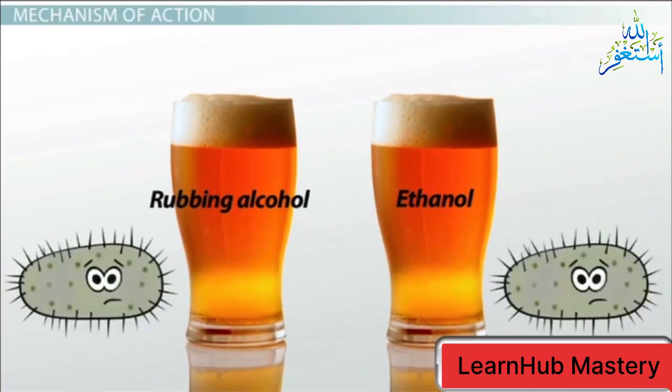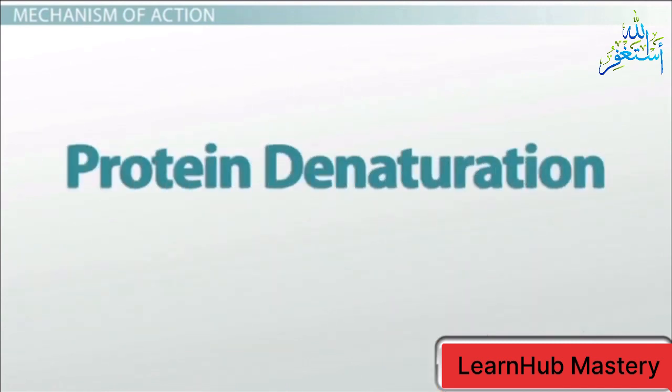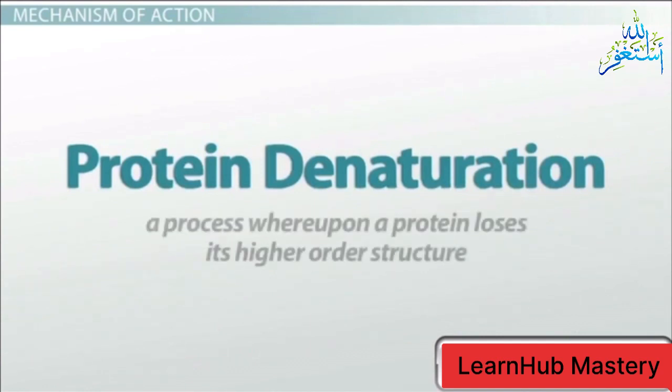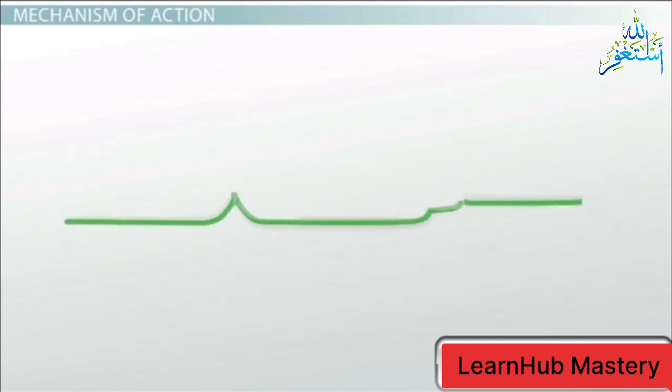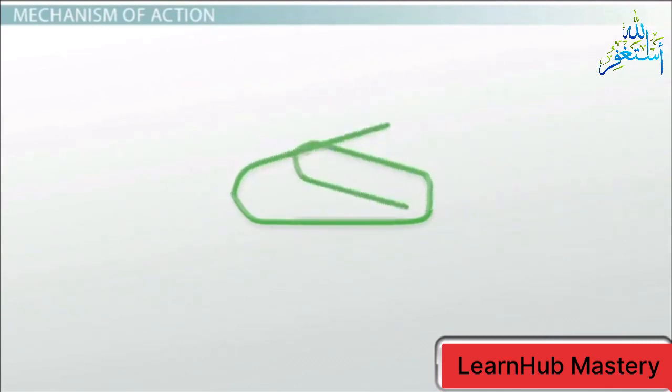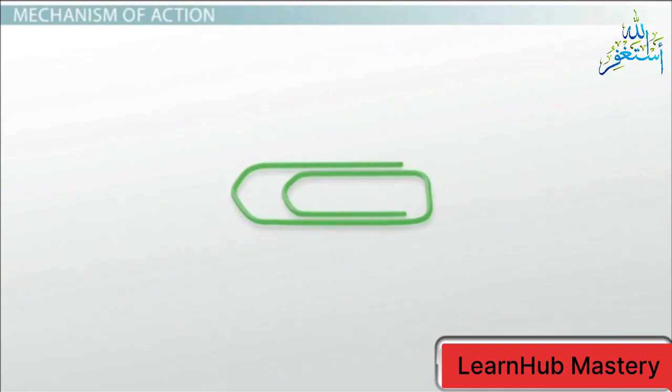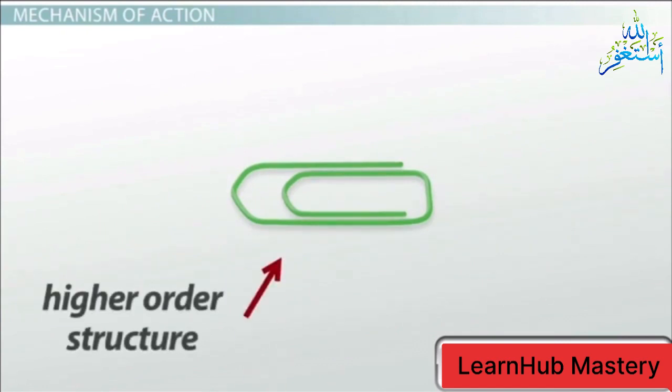The way by which these two alcohols destroy bacteria, viruses, and fungi is through something known as protein denaturation. In basic terms, it's a process whereupon a protein loses its higher order structure. You can imagine that a protein is like a piece of metal. That piece of metal can be formed into many different things. For example, it can be made into a paperclip. The shape of the paperclip is like that metal's higher order structure.